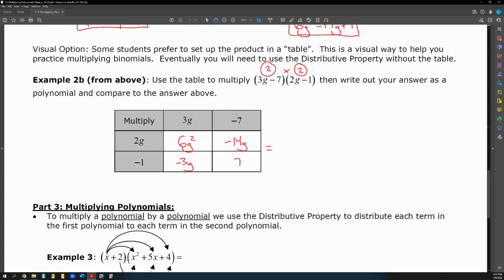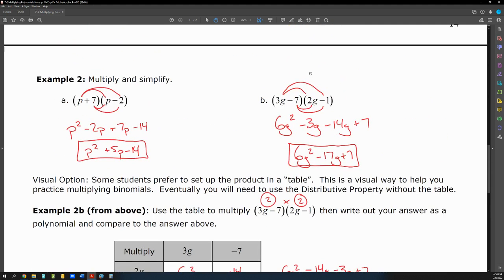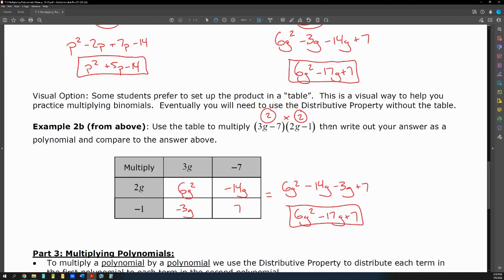When simplifying, you can just take the sum of all of those boxes. So 6g squared plus negative 14g, or minus 14g, minus 3g, and plus 7. And you can see that once you combine like terms, you get the same answer as above. So either method is acceptable. If you prefer the distributive method, stick with that. If you prefer the box method, stick with that.